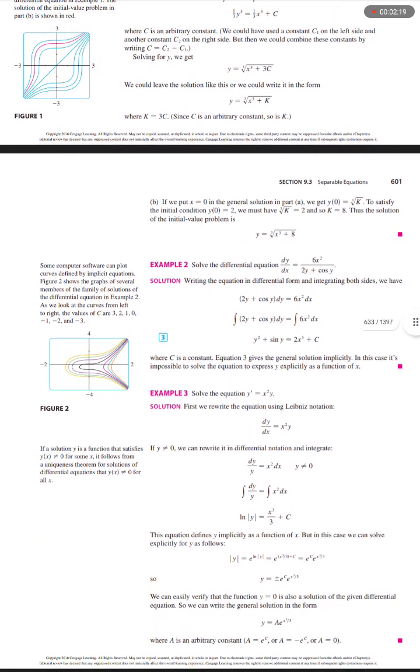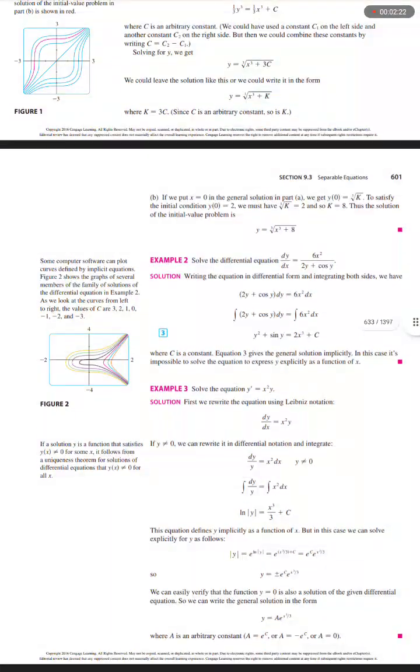Part B, if we put x equals 0 in the general solution in part A, we would get y of 0 equals the cube root of big K. To satisfy the initial condition y of 0 equals 2, we must have the cube root of big K equals 2, and so K equals 8. Thus the solution of the initial value problem is y equals the cube root of x cubed plus 8.